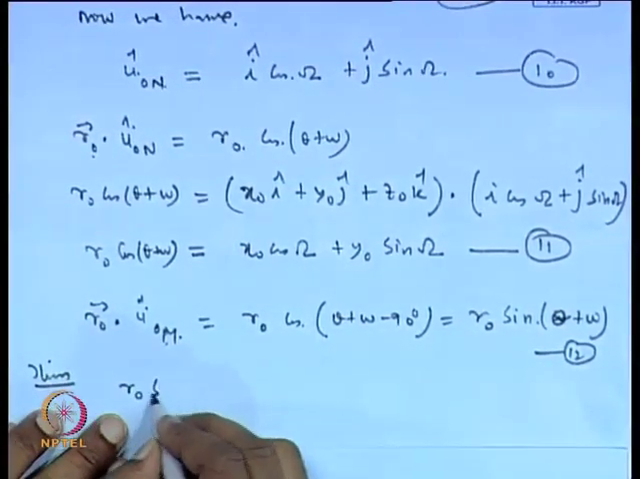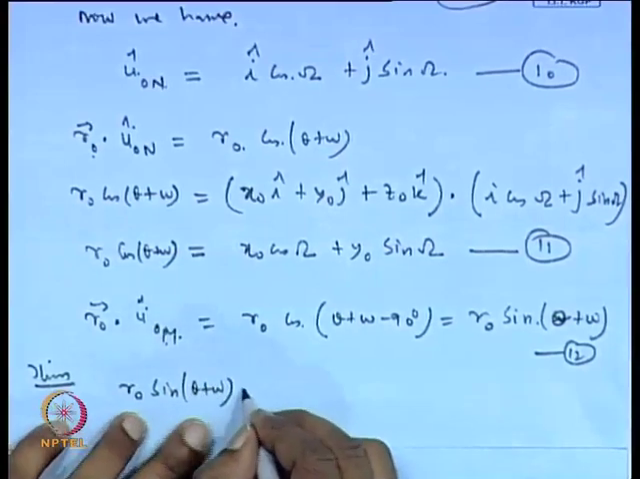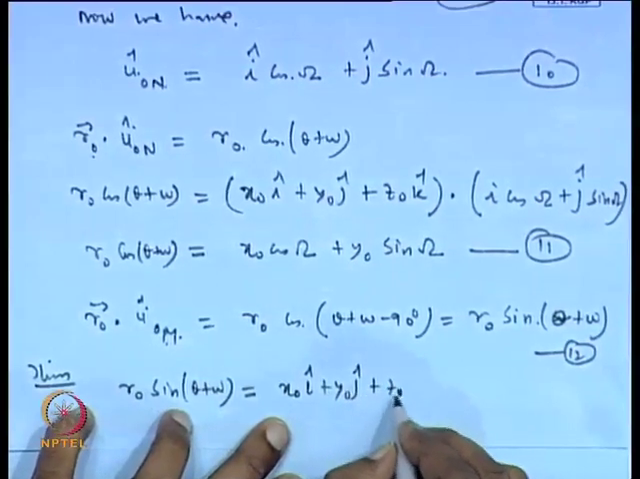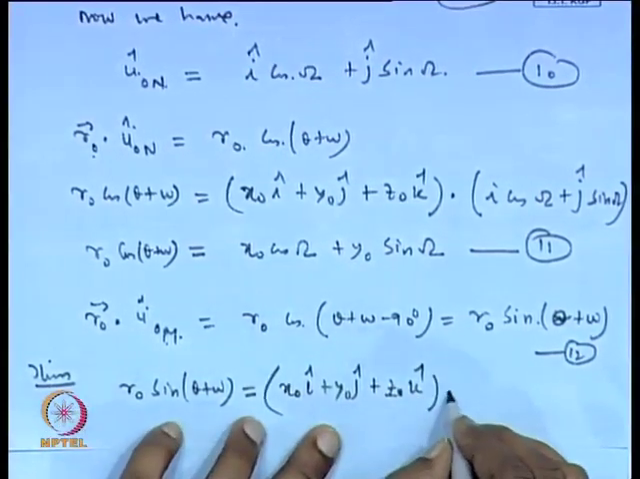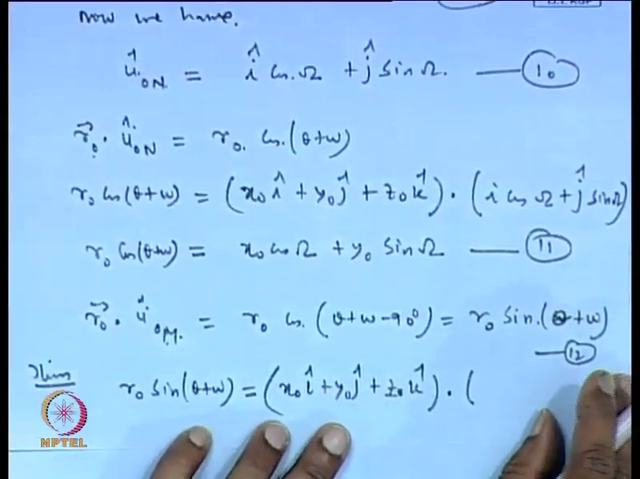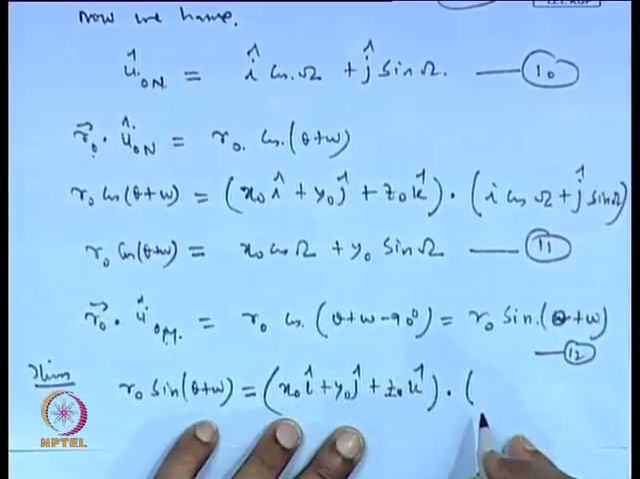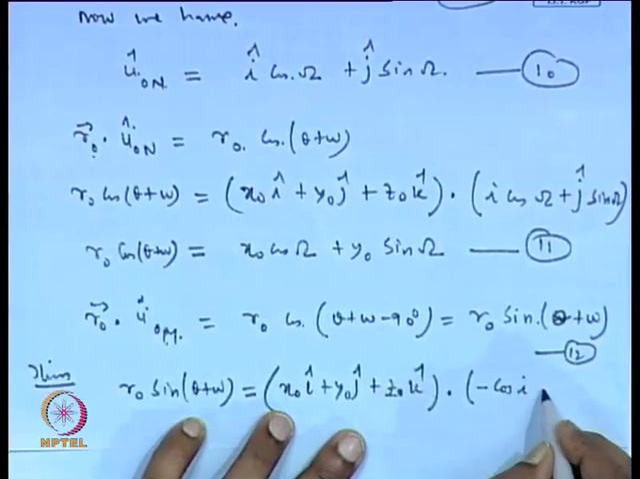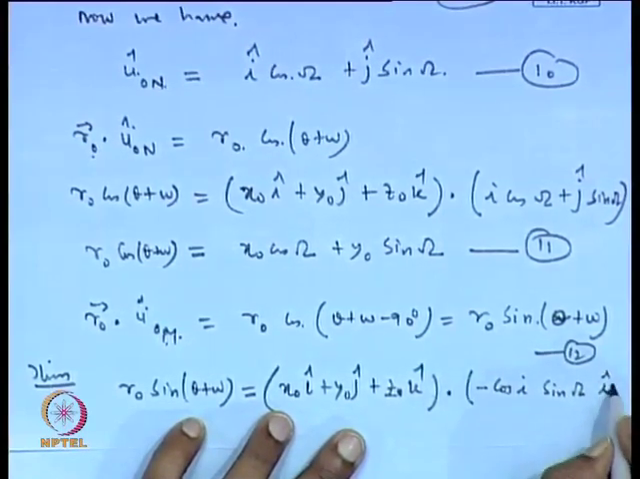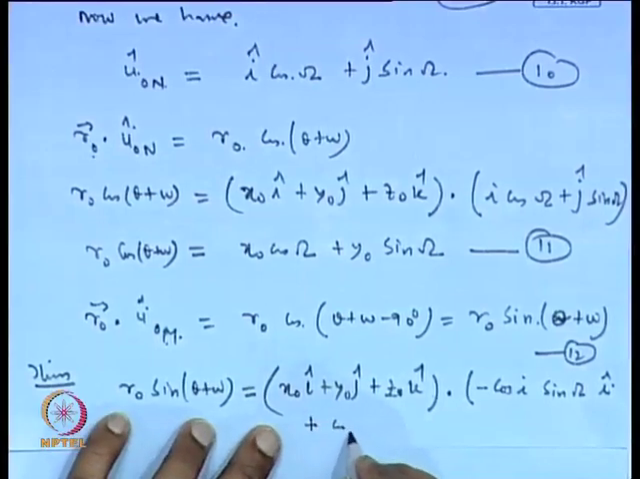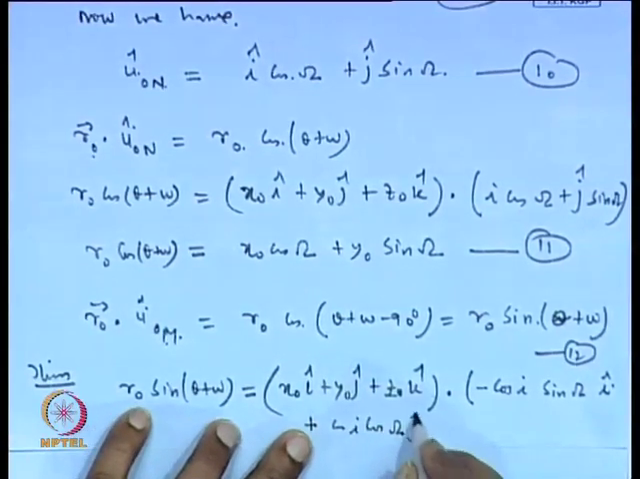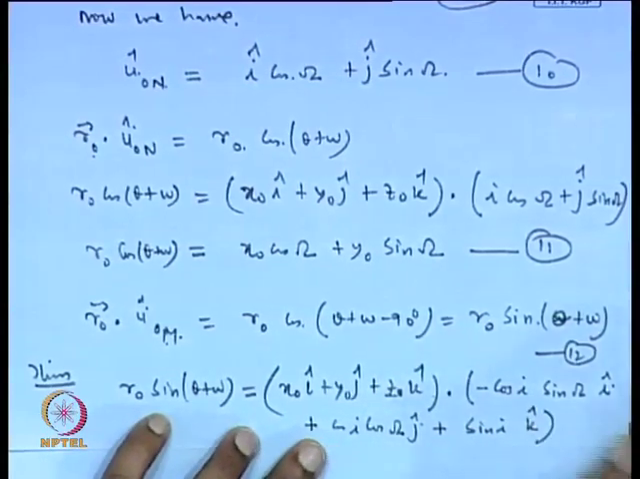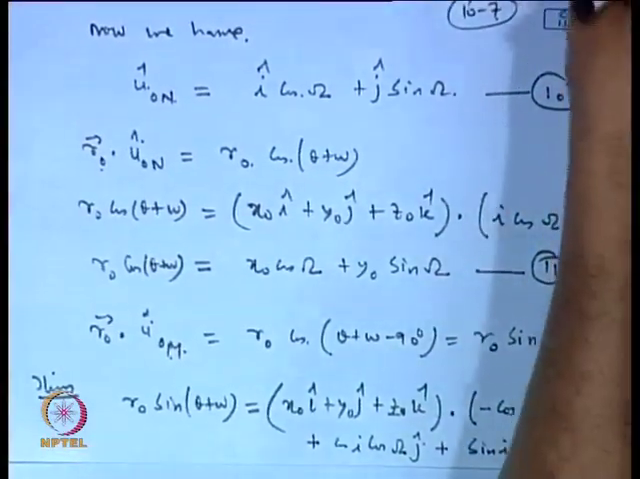So, thus this is our equation number 12. Thus, r0 sin(theta plus omega), we can write this as x0 i cap plus y0 j cap plus z0 k cap, in dot product with the u_om vector. So, u_om vector we already know. So, multiply this here, this is u_om we have written as cos I sin capital omega i cap plus cos I cos capital omega j cap plus sin I k cap. This is the u_om vector we have written earlier.